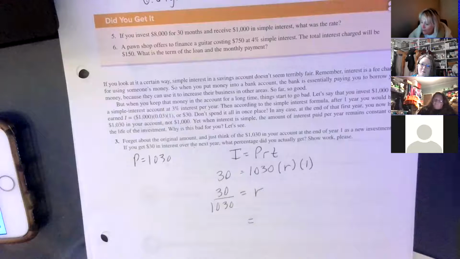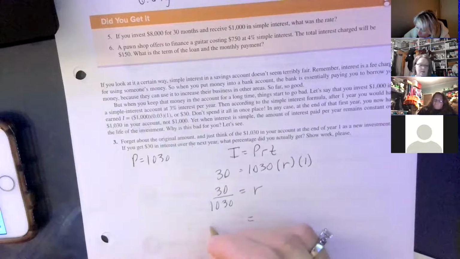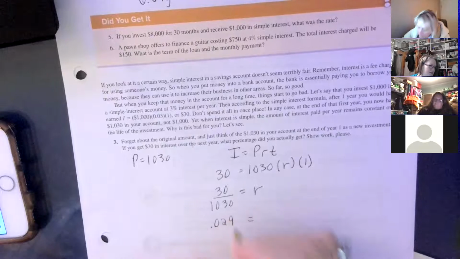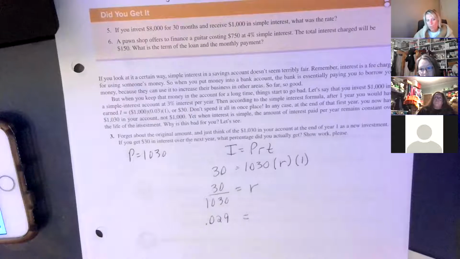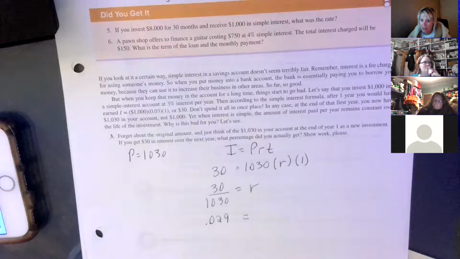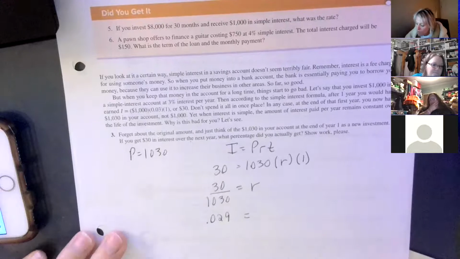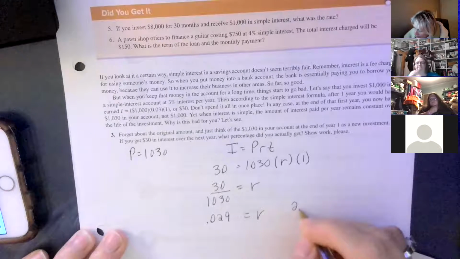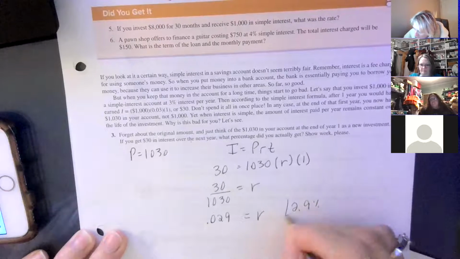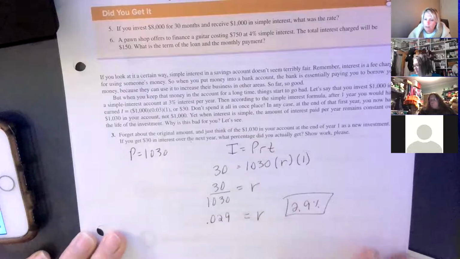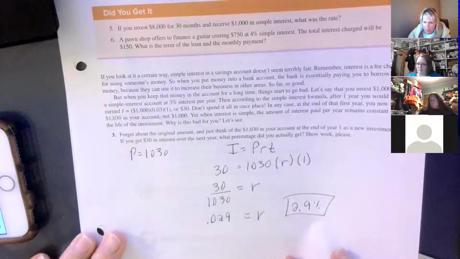So not quite the 3% that we were hoping to earn. Sounds like they're making money. So that's what happens with simple interest, right? You only got the $30, you're only getting 3% on the original 1,000. It's 2.9%. Any questions on that one so far?